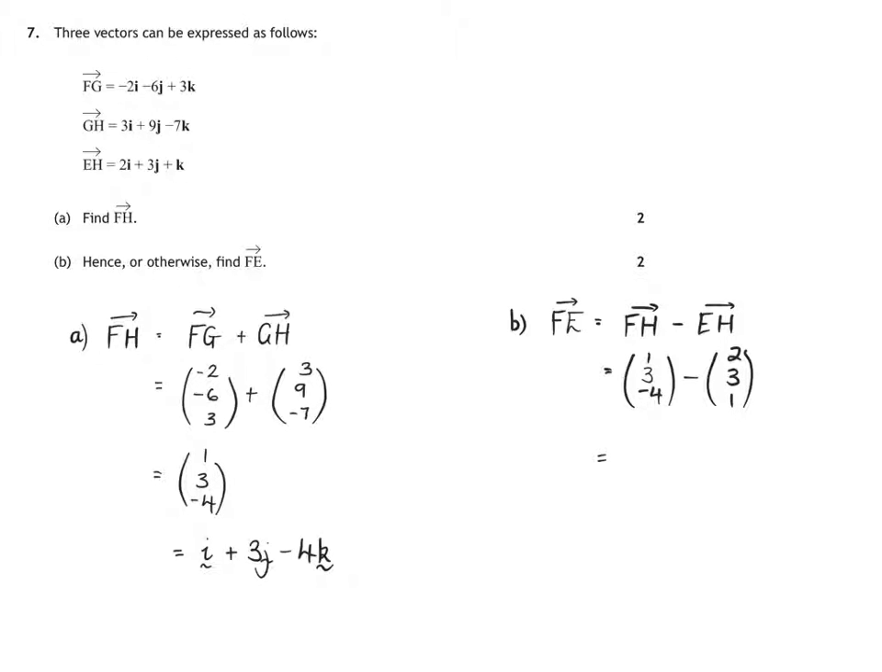So we get 1 take away 2, minus 1, 3 take away 3, which is 0. And we've got minus 4 take away 1, so we have minus 5. So therefore it is equal to minus i minus 0j and then minus 5k. So our marks for this, we get 1 for knowing that we need to add there and 1 for our answer, 1 here for knowing we need to subtract, and 1 for our answer.